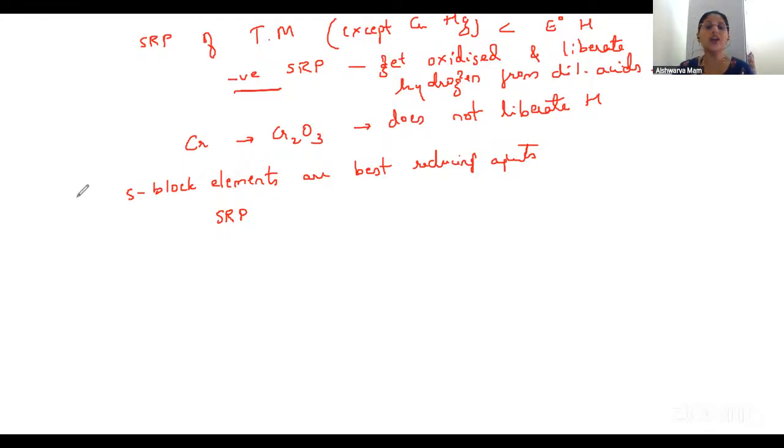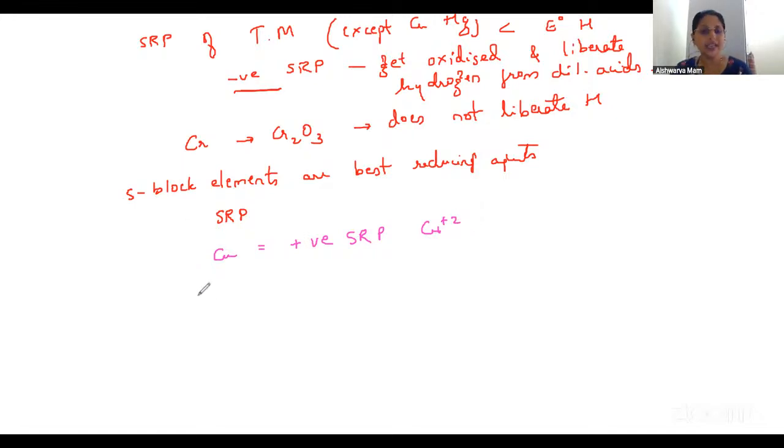Copper does not act as reducing agent itself. If you look at copper, it does not act as reducing agent. Why? Do you know why? Because the standard reduction potential value of copper is positive. Since copper is having positive SRP, it has lesser tendency to undergo oxidation to form Cu plus 2 ion. The high energy required to transfer Cu to Cu plus 2 ion is very high, and that is compensated or balanced by hydration energy.